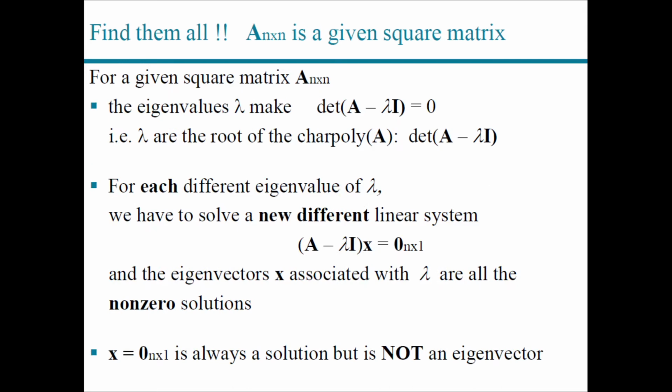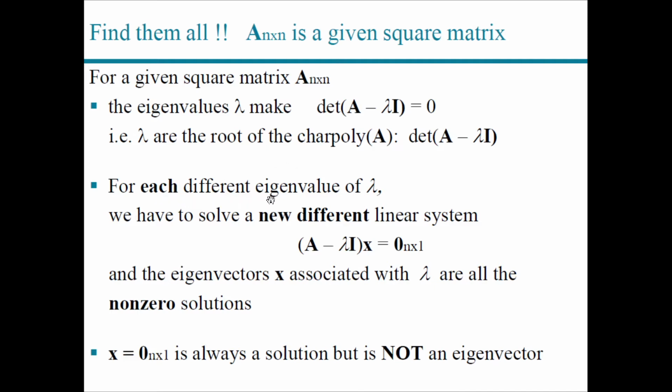So before we start computing, let's just remind ourselves what we need to do. We are given a square matrix, n by n, and our goal is to find eigenvalues and associated eigenvectors. Eigenvalues, lambda, are roots of the characteristic polynomial. The characteristic polynomial is the determinant of A minus lambda I, and we need to make this equal 0. So lambdas will be roots of this polynomial, and we will have n of them, some of them repeated, it's fine.